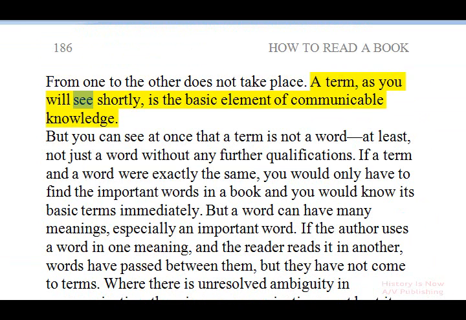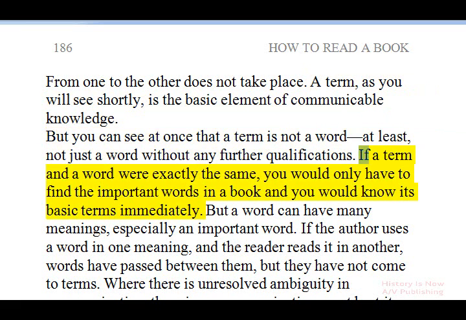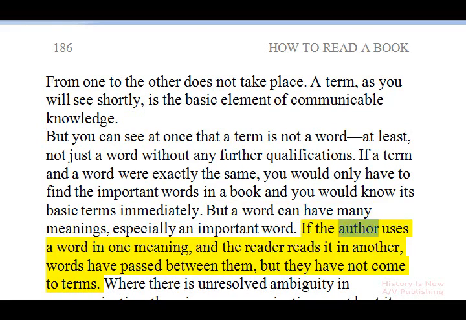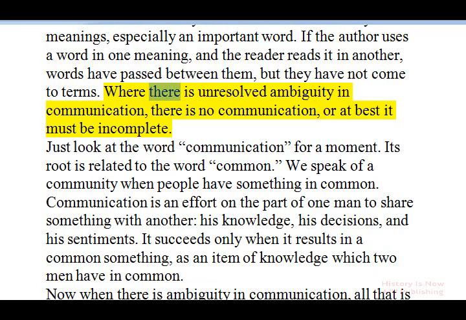A term, as you will see shortly, is the basic element of communicable knowledge. But you can see at once that a term is not a word, at least, not just a word without any further qualifications. If a term and a word were exactly the same, you would only have to find the important words in a book and you would know its basic terms immediately. But a word can have many meanings, especially an important word. If the author uses a word in one meaning, and the reader reads it in another, words have passed between them, but they have not come to terms. Where there is unresolved ambiguity in communication, there is no communication, or at best it must be incomplete.